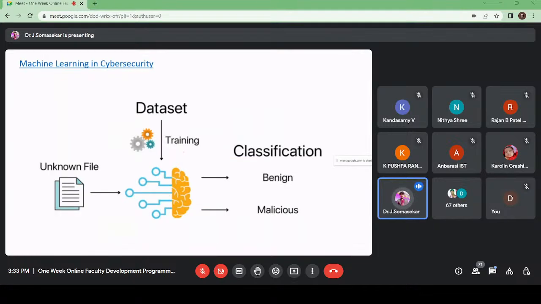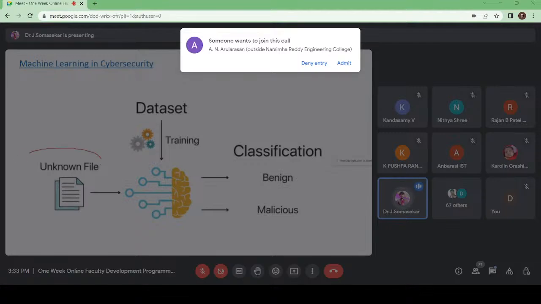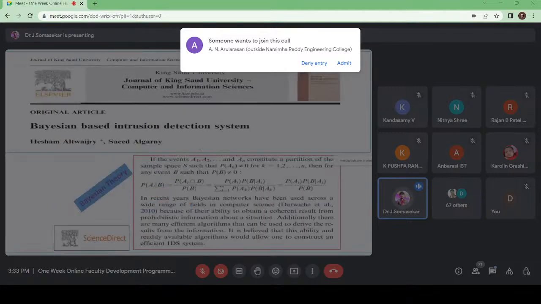So I'm going to explain a very simple one. So this is the data set, and this is an unknown file, unknown data we have received through the network, and we have to classify whether the data is benign or malicious. Benign means good, malicious means bad. So whether the data is good or bad. Bad means immediately it will give an alert, which we can call an intrusion detection system. So here we have to go for an intrusion detection system.